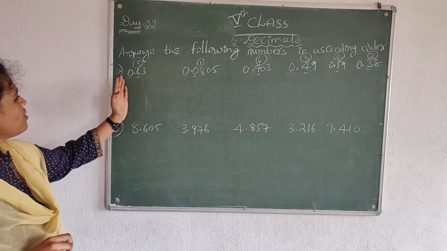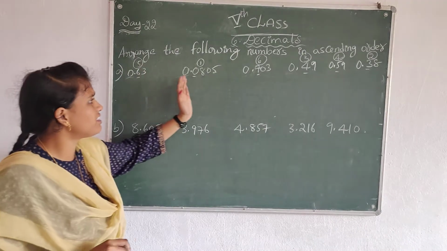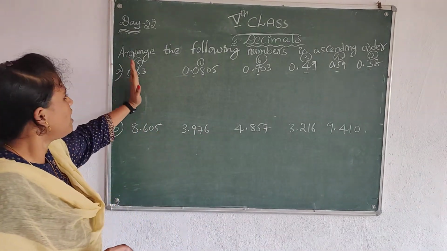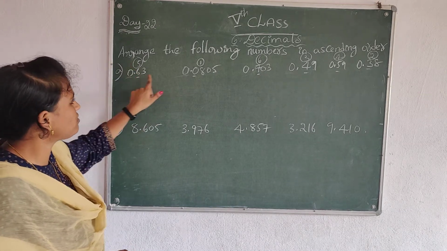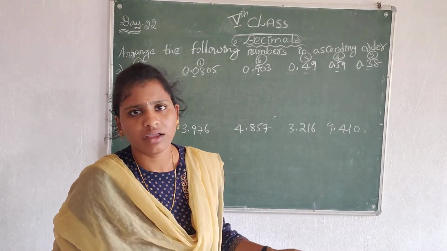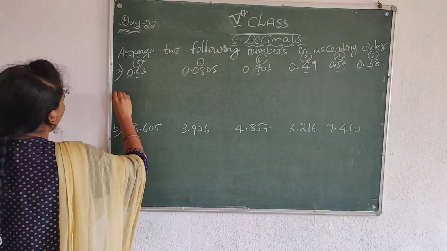Understood, children? If you have left side whole numbers, first check those numbers. After that you see the decimal values, the left side first numbers. You have to check whether the left side first numbers are the same or bigger. Like this, you write down the answers.